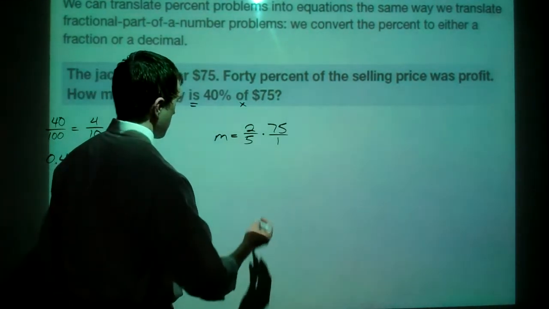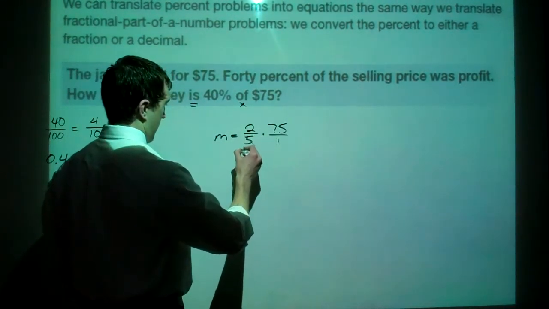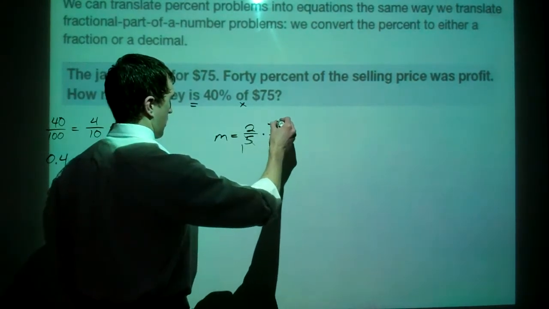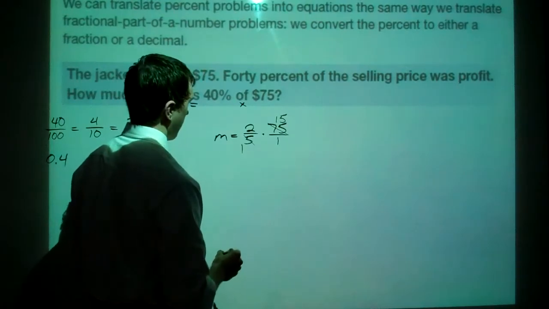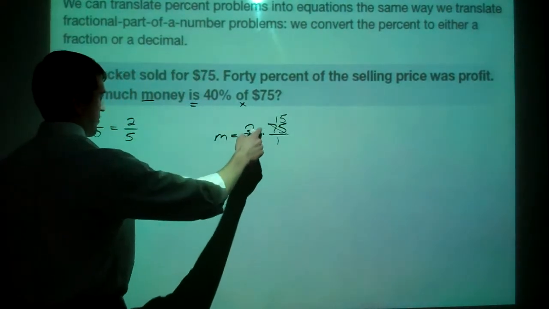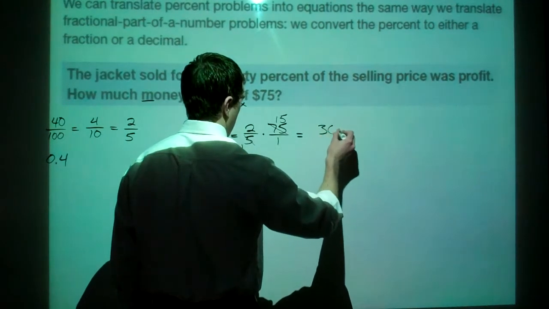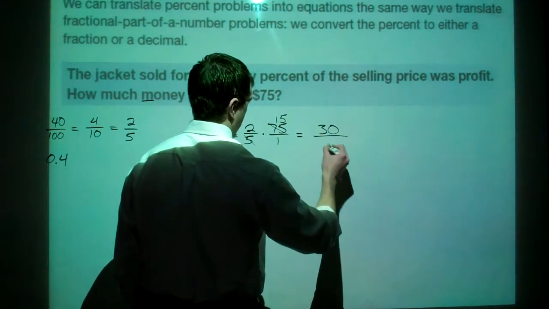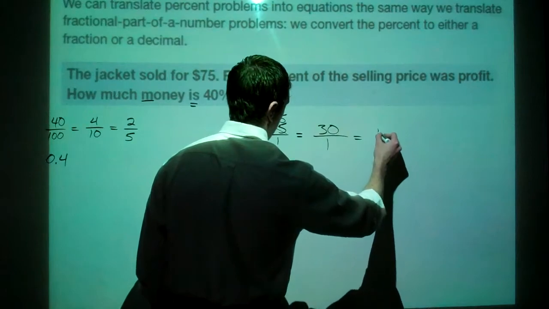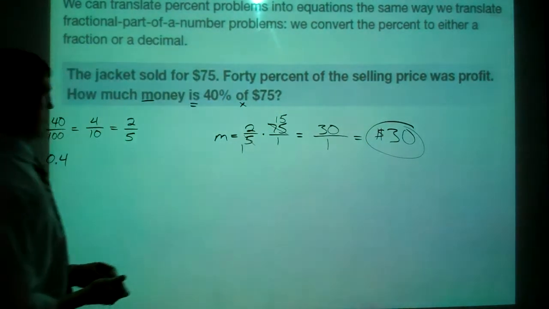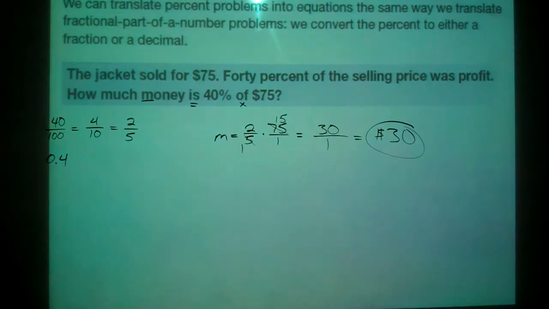And if we divide by 5, we get 1. And if we divide 75 by 5, we should get 15. So now we have 2 times 15, which is 30, and 1 times 1, which is 1. So 30 over 1 equals $30. So 40% of $75 should be $30.